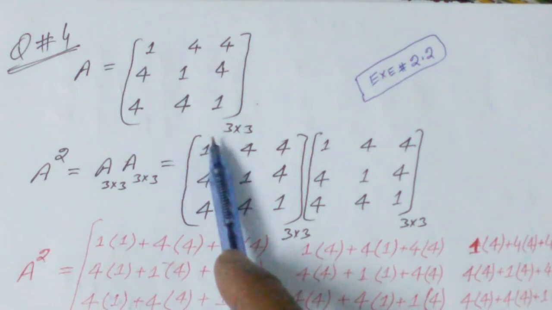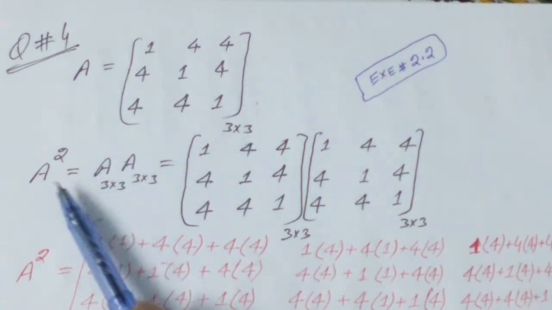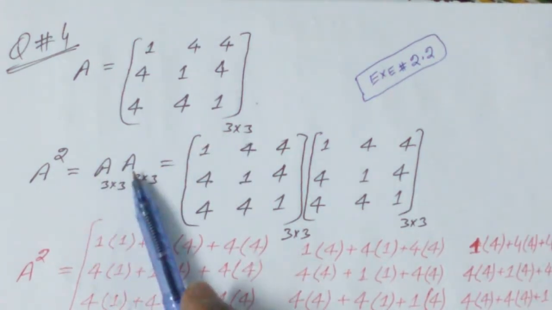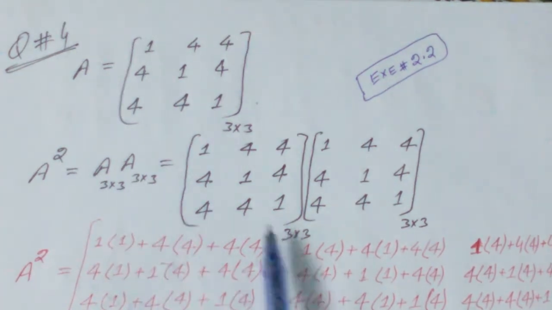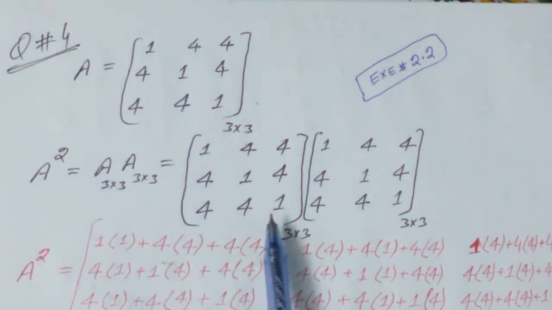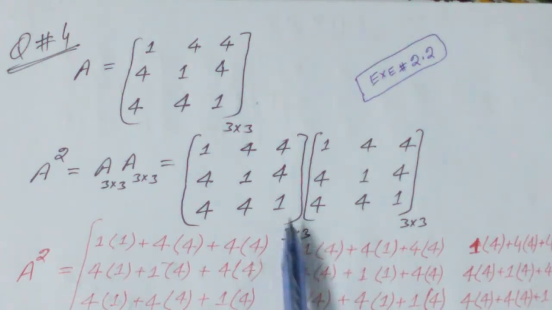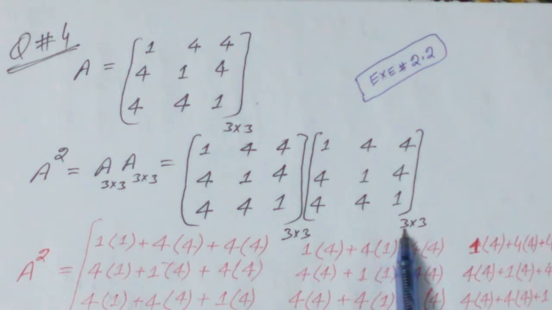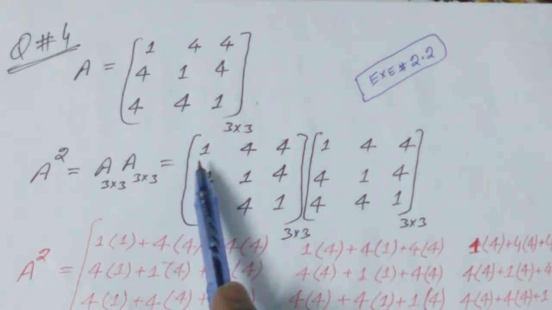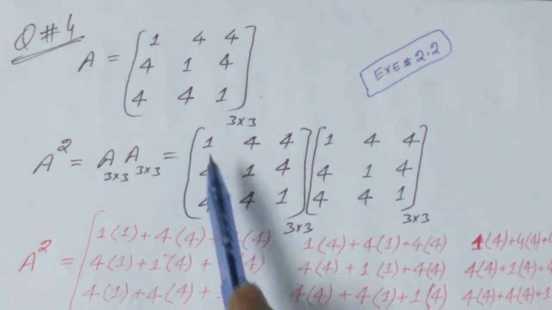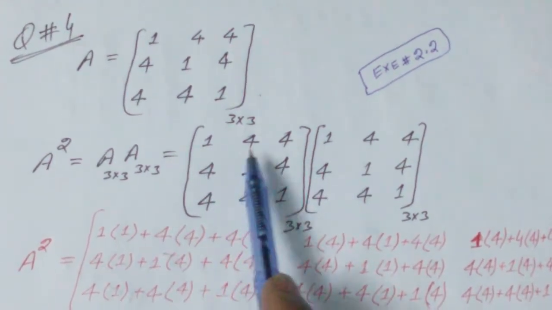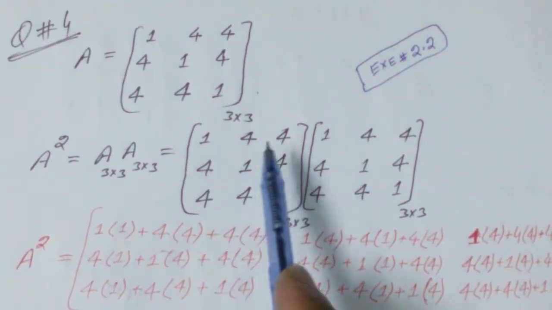The order of the matrix A is 3 cross 3, and we have to multiply the matrix A with the matrix A, which is equal to A square. The condition for the multiplication is satisfied, that is, the columns of the first matrix equal the rows of the second matrix. The multiplication is simple. Multiply the first row with first column, 1 multiplied by 1 plus 4 multiplied by 4 plus 4 multiplied by 4.